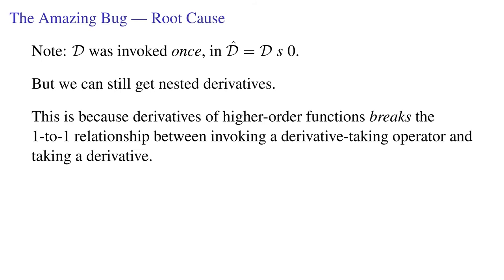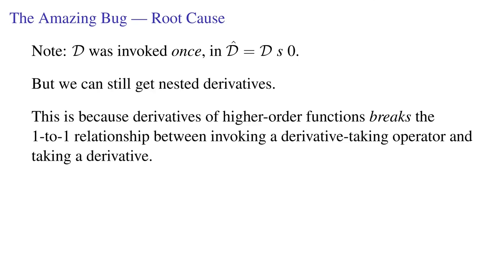What's the root cause? D was invoked once in the definition of D hat, but we can still get nested derivatives. That's because derivatives of higher-order functions break the one-to-one relationship between invoking a derivative operator and taking a derivative. It's like those corny jokes about engineers and accountants traveling with fewer tickets than people, by hiding in the loo when the conductor comes to check tickets. There's a disconnect between allocating the tags and using the tags, and we have poor enforcement of the one tag per nested derivative calculation policy.